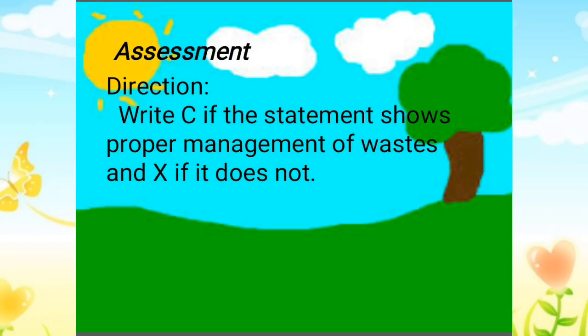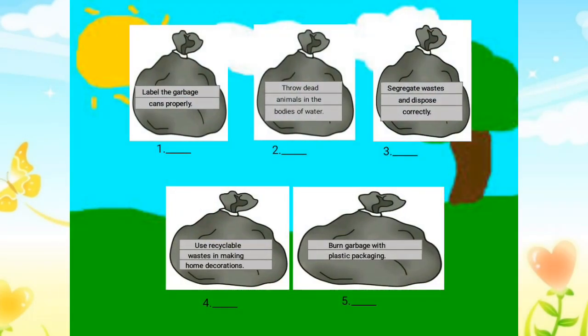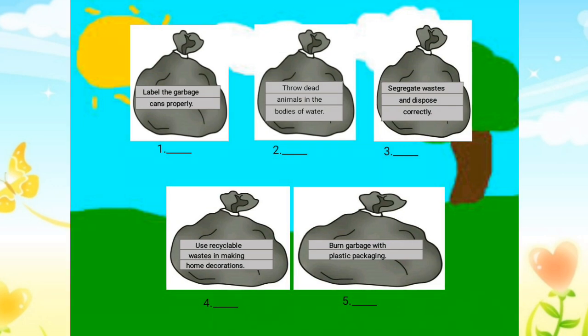For your assessment, write C if the statement shows proper management of waste and X if it does not. Number 1, label the garbage cans properly. Number 2, throw dead animals in the bodies of water. Number 3, segregate waste and dispose correctly. Number 4, use recyclable waste in making home decorations. And number 5, burn garbage with plastic packaging.